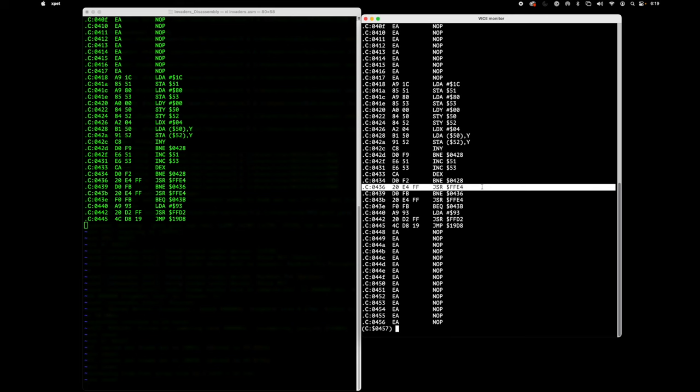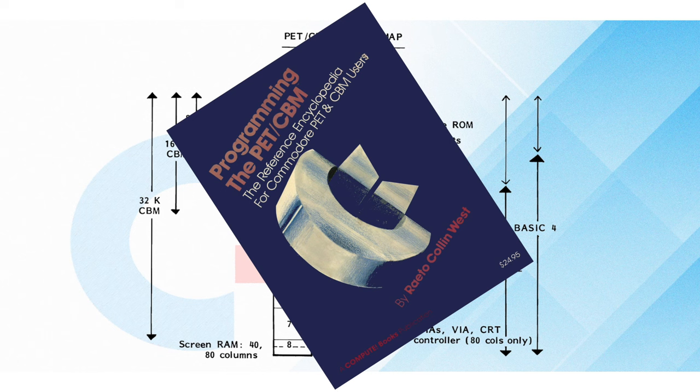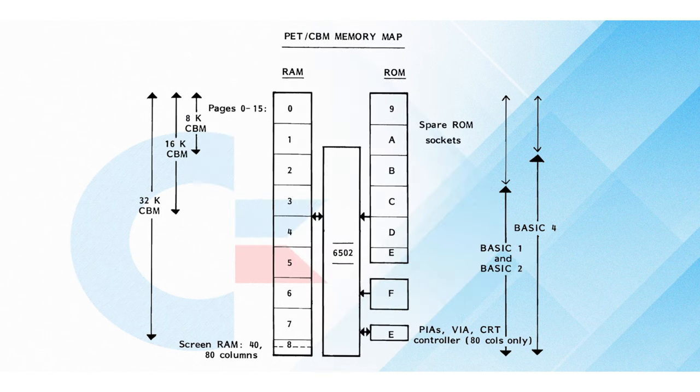Let's look at a PET memory map so I can explain why. This is a PET memory map taken from page 391 of Compute's Programming the PET/CBM by Raeto Colin West. It gets a little dicey due to PETs coming in different configurations with different RAM sizes, screen sizes, ROM options, BASIC versions. This map does a pretty good job of generalizing it though.